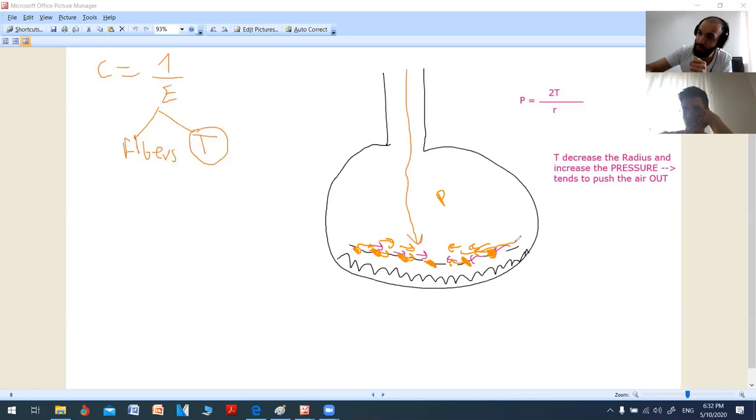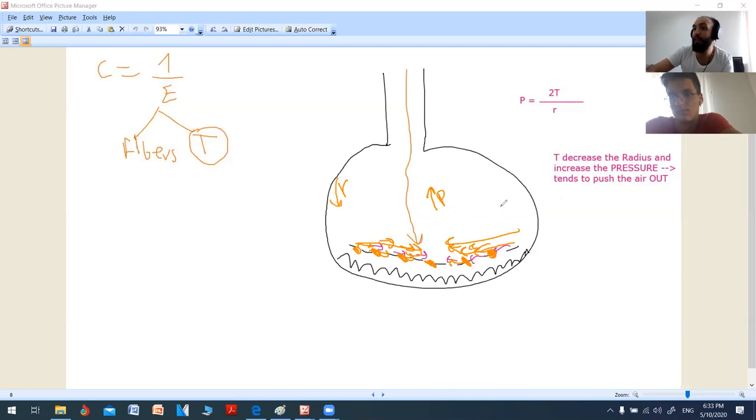It will try to come together like this. Try to come together. Decrease. So yes, it will decrease. So what will happen to the pressure of the air, of course? The pressure of the air will increase. What also will you know? What happened to the radius? Radius.